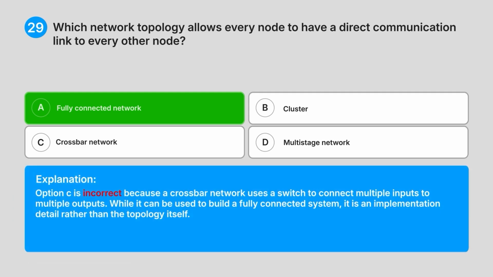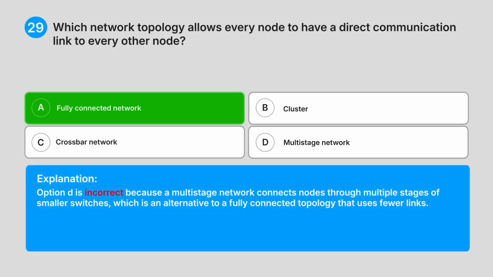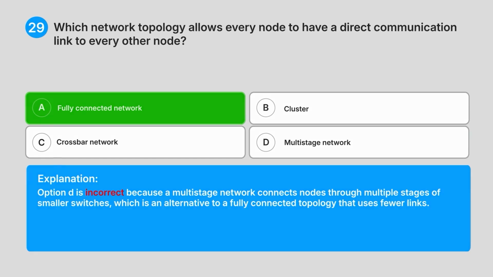Option C is incorrect because a crossbar network uses a switch to connect multiple inputs to multiple outputs. While it can be used to build a fully connected system, it is an implementation detail rather than the topology itself. Option D is incorrect because a multi-stage network connects nodes through multiple stages of smaller switches, which is an alternative to a fully connected topology that uses fewer links.